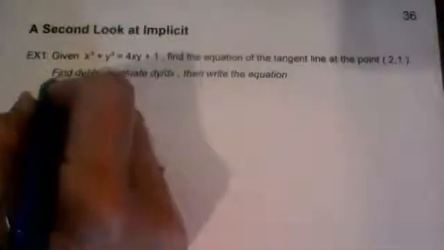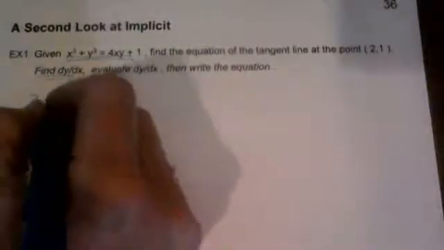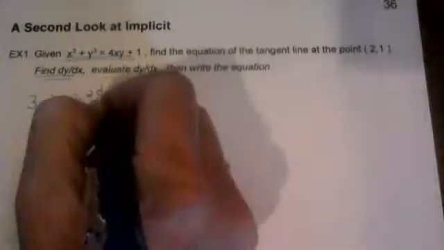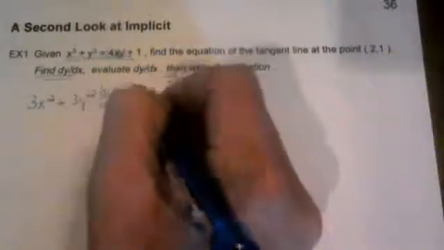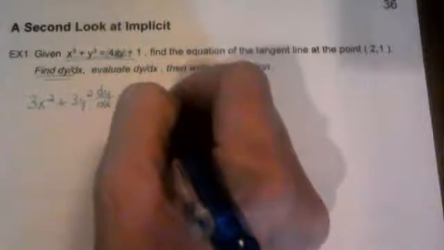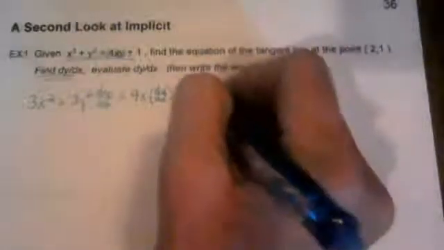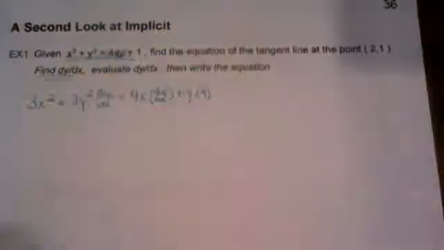So first, they want us to find dy/dx. So we are going to take the derivative. So we have 3x squared plus 3y squared dy/dx equals, and this is going to be a product rule, first times the derivative of the second, dy/dx, plus the second, y, times the derivative of the first, 4, and then the 1 just becomes 0.